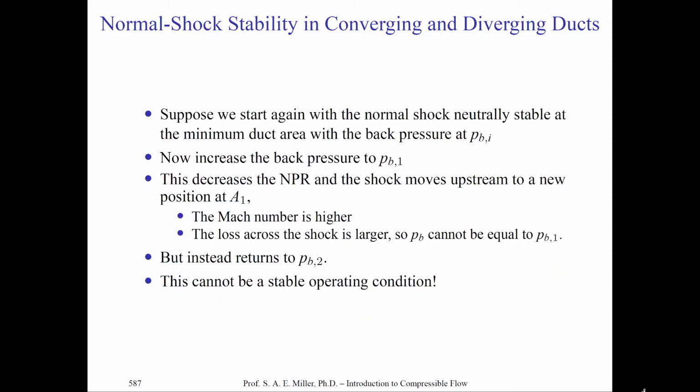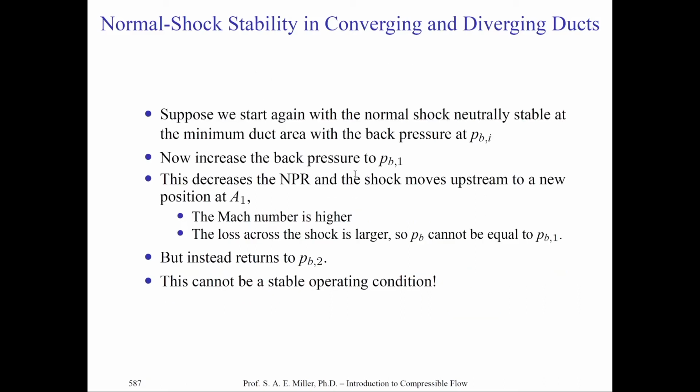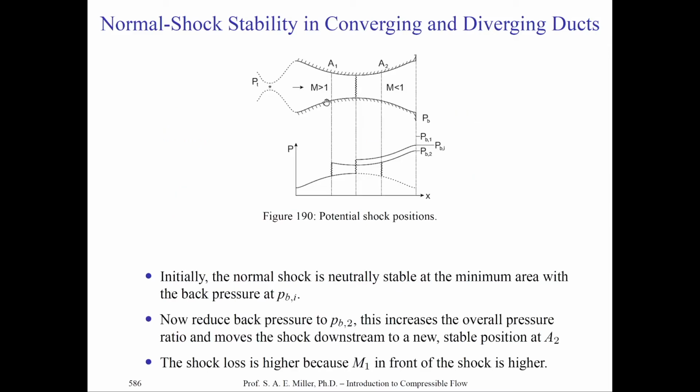So let's try this again in a thought experiment. Suppose we start with the normal shock neutrally stable at the minimum duct area with a back pressure PB1. This is, of course, right here in the middle of the supersonic diffuser, excuse me. And now we'll increase the back pressure. This will effectively decrease the pressure ratio, and the shock will move upstream to a new position at A1, which will be right here.